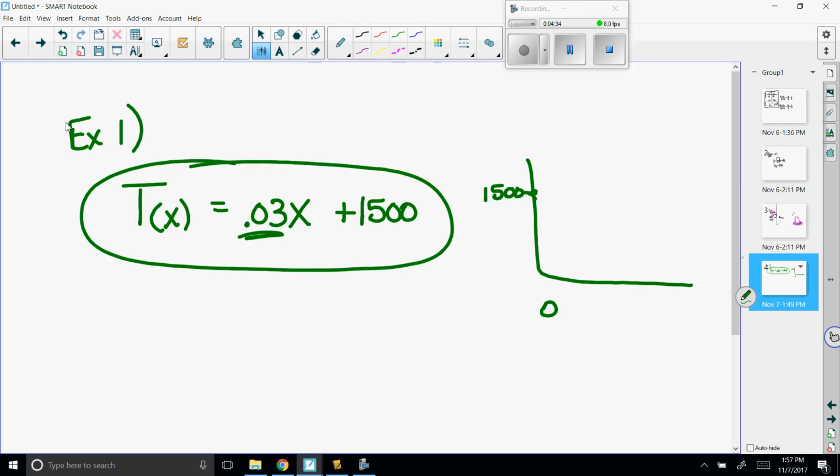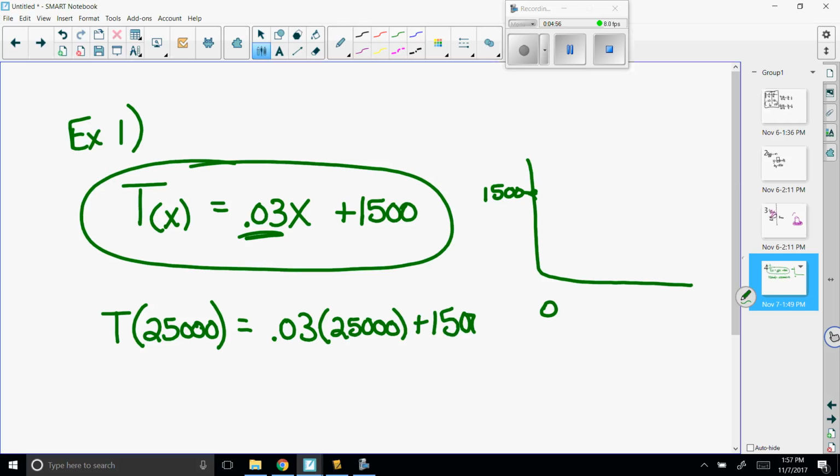Then calculate her salary based on $25,000 per month of sales. So what they want is T of $25,000 in sales. So you're going to take 3% of 25,000 and add 1,500. What would her salary be? She will have made $2,250.